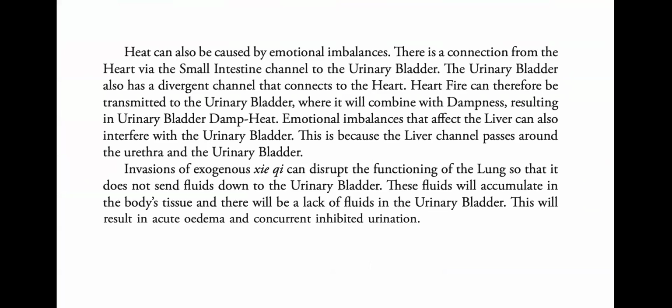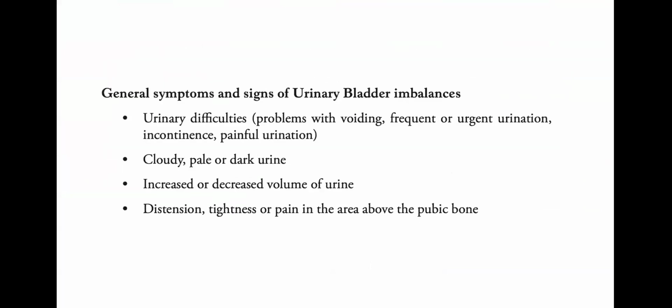This is because the liver channel passes around the urethra and urinary bladder. Invasions of exogenous pathogenic qi can disrupt the functioning of the lung so that it does not send fluids down to the urinary bladder. These fluids will accumulate in the body's tissue and there will be a lack of fluids in the urinary bladder. This will result in acute edema and concurrent inhibited urination.